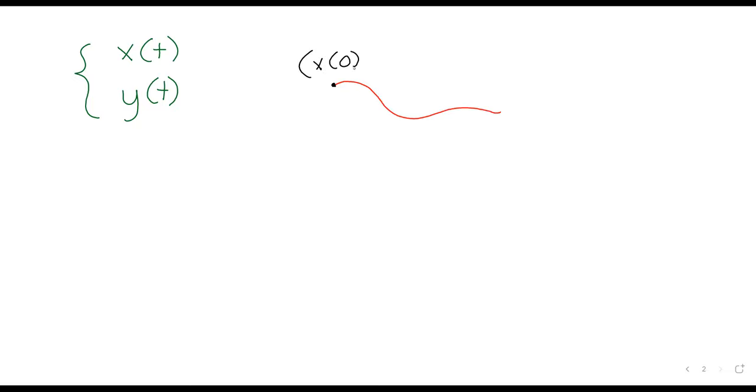So at time 0, the fly was here. At time two, let's say, the fly is there.